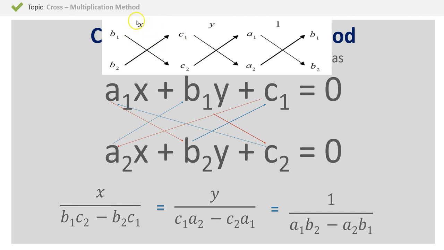So if I have to represent x, I'll write x divided by b1 c2 minus b2 c1 equal to y divided by c1 a2 minus c2 a1 equal to 1 divided by a1 b2 minus a2 b1. So there are different ways for you to remember. You can pick whatever makes it easy for you. Now I'll go to an example.